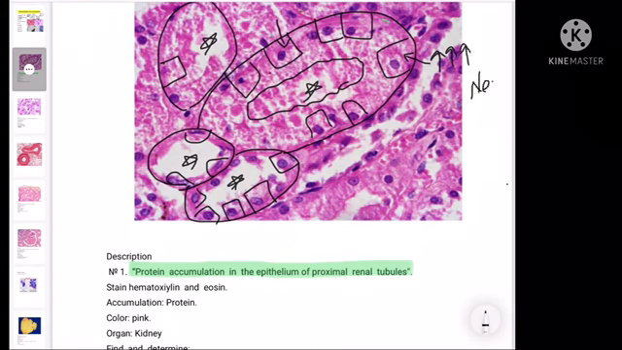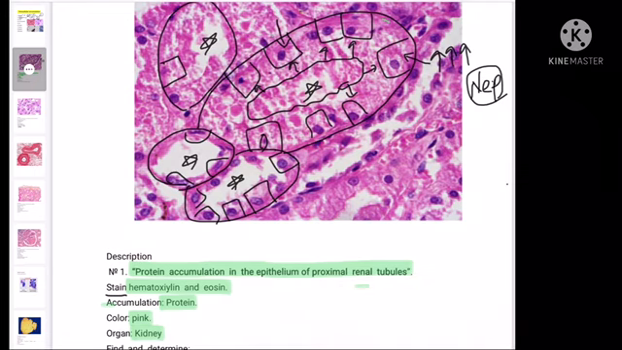There is a syndrome called nephrotic syndrome where a lot of protein leaks out into the urine, and these cells start to reabsorb a lot of protein. So these proteins then start to accumulate in the cell. So what is the stain that you use here? The stain is H&E staining. The accumulation is protein accumulation. Color pink. The organ is kidney because the tubular network is given here.